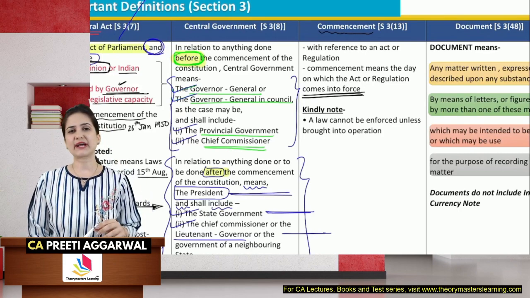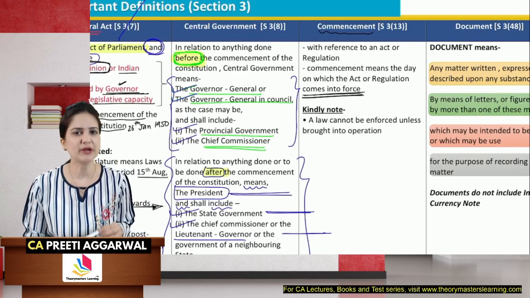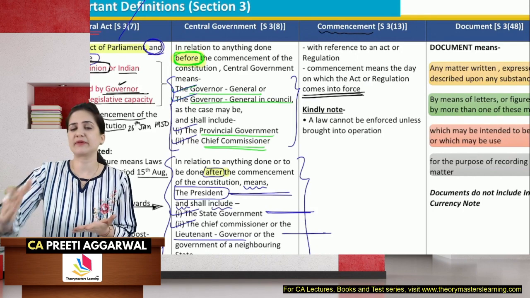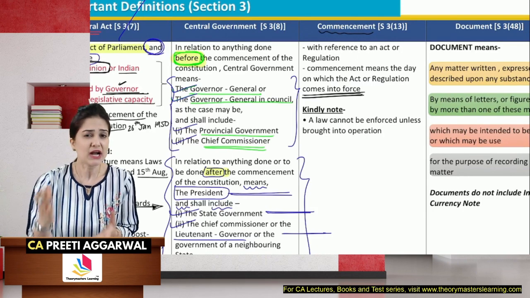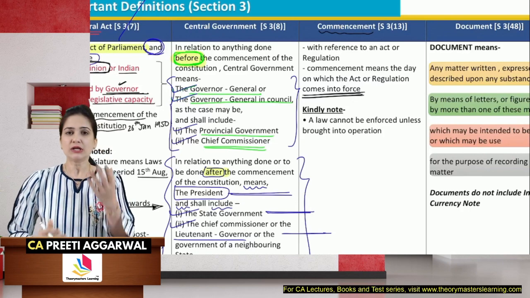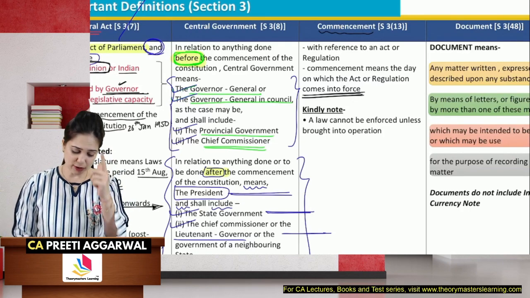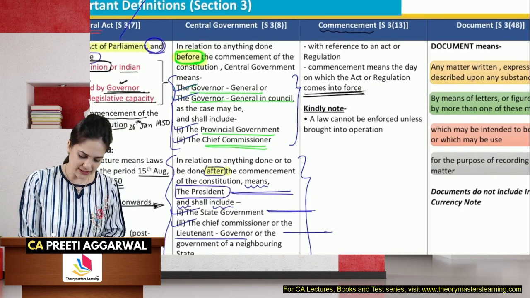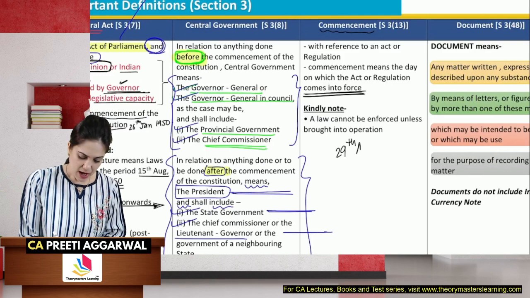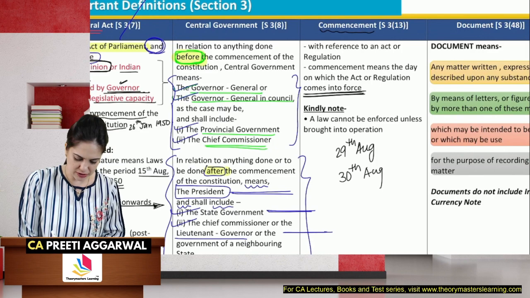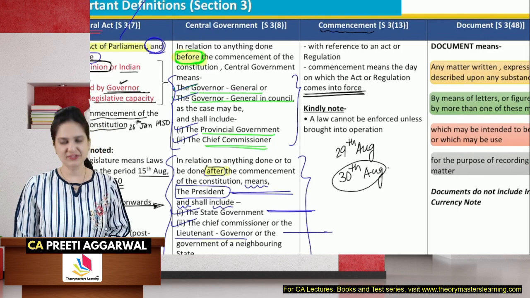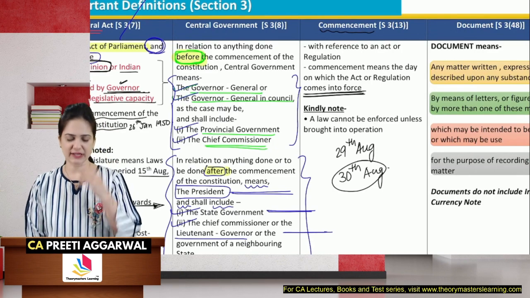Like the Indian Contract Act came into force on 1st September 1872. It means all the contracts which are formed after 1st September 1872 will be governed by the Contract Act. Before that, they will be governed by the English law. The Companies Act received the assent of the president on 29th August. That is the day on which it received the assent of the president, but it was notified in the official gazette on 30th August. So it comes into force on 30th August, the day on which it was notified in the official gazette.